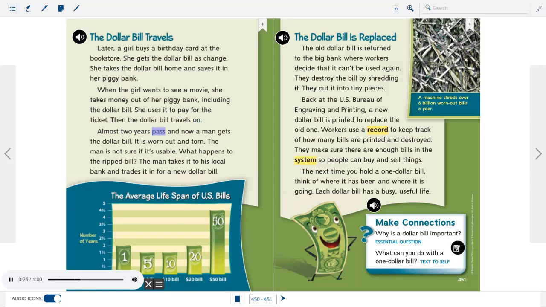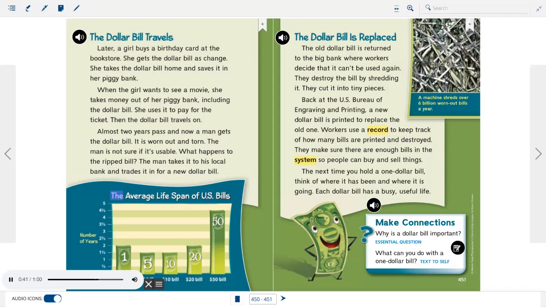Almost 2 years pass, and now a man gets the dollar bill. It is worn out and torn. The man is not sure if it's usable. What happens to the ripped bill? The man takes it to his local bank and trades it in for a new dollar bill.